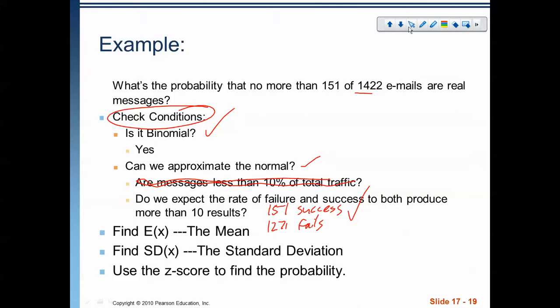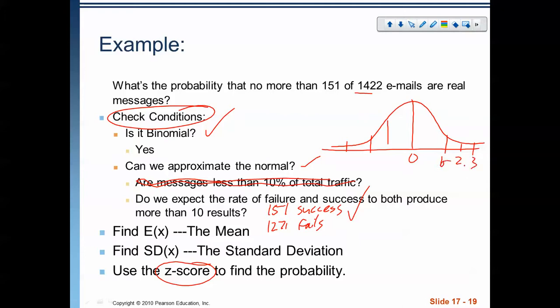So what we need to do is find the z-score for this probability. Let's just really quickly review what a z-score is. Remember, we had a normal model. The mean was 0. And then we had 3 standard deviations out, 1, 2, 3 standard deviations out, and these were negatives over here. The z-score was the number of standard deviations away from the mean.